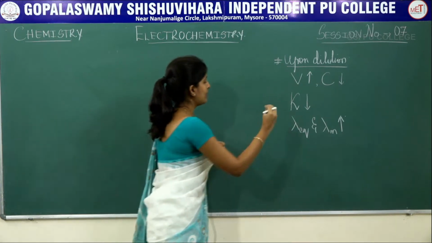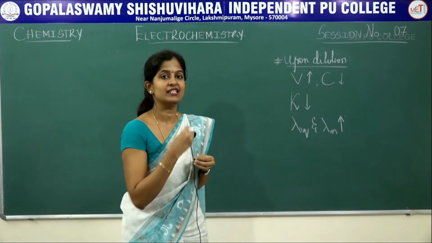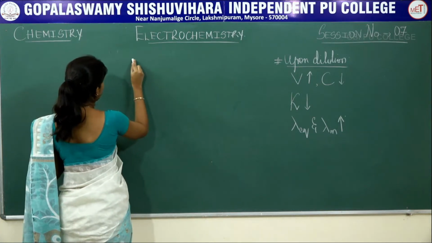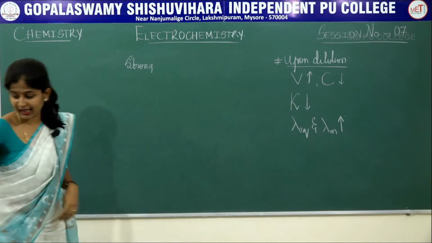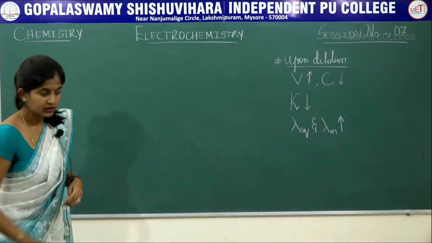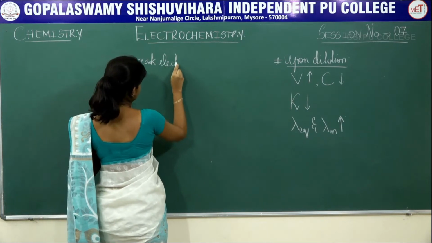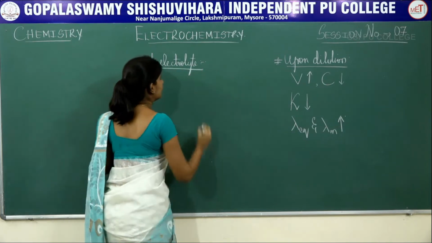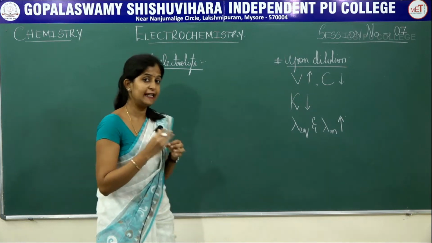So now let us see why lambda EQ and lambda m increase with dilution for a weak electrolyte as well as a strong electrolyte. First I will take a weak electrolyte. A weak electrolyte is nothing but a substance whose dissociation is incomplete.